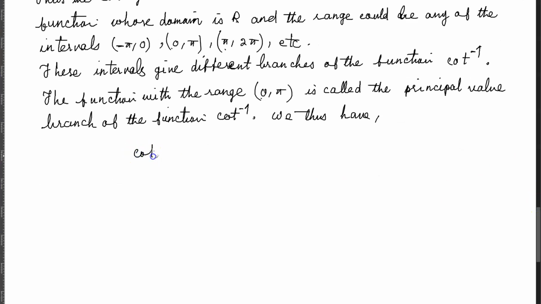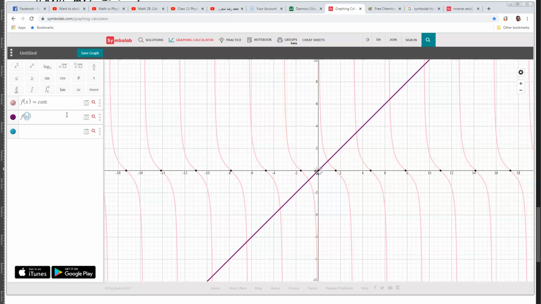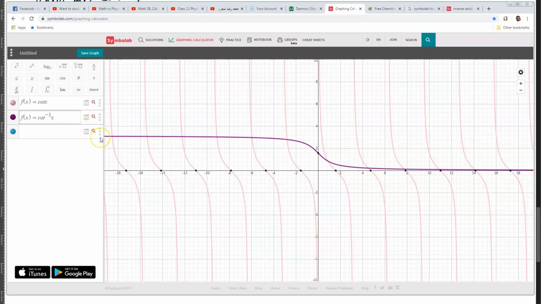And so we thus have cot inverse is a function from the set R to the open interval 0 to pi. And now if you do the graph of these functions, what you will get is that f of x is equal to cot x, right? And if I draw the graph of the function f of x is equal to cot inverse of x, you can see that.